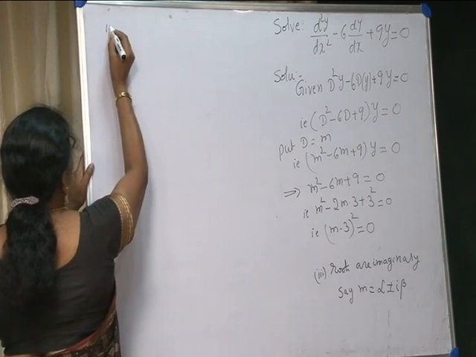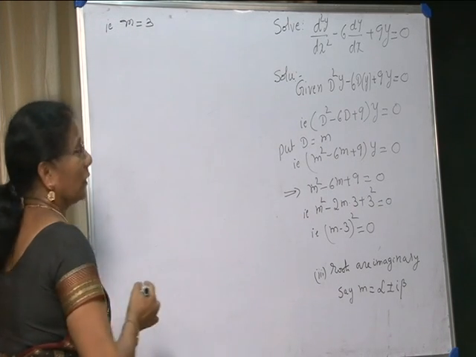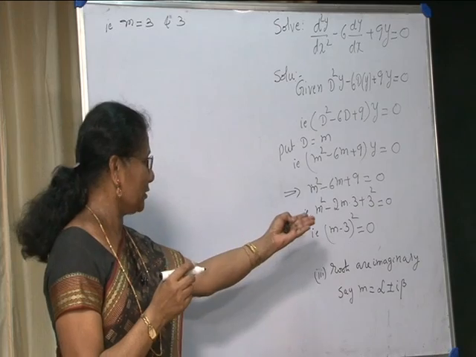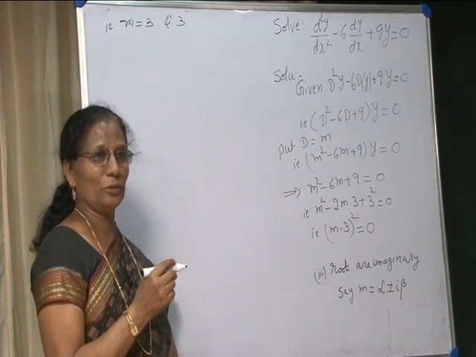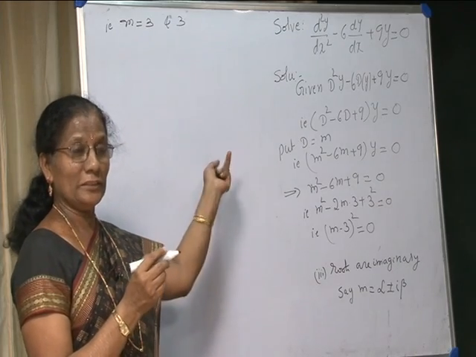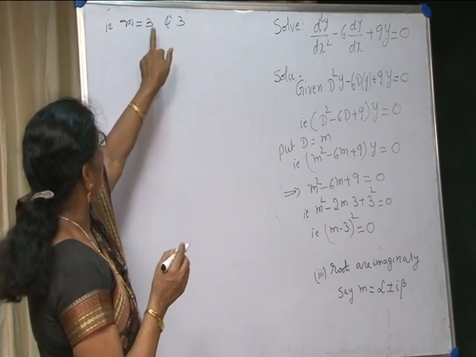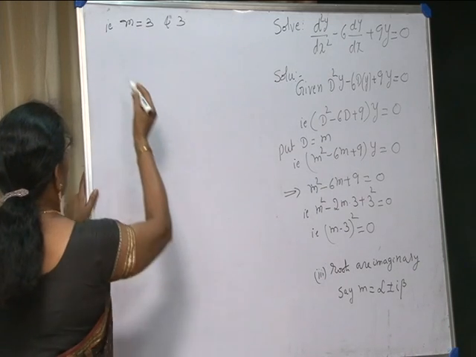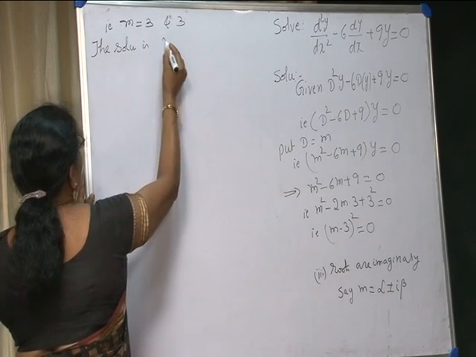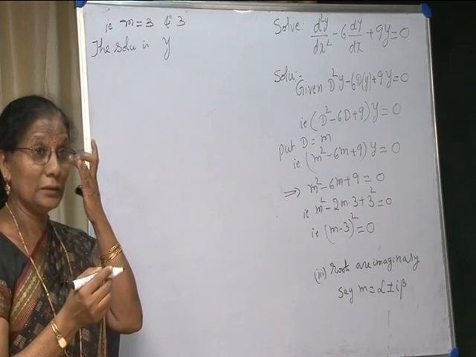That is m is equal to 3 and 3, roots are equal. m minus 3 whole squared is equal to 0, m minus 3 is equal to 0, therefore m is equal to 3. But we know it very well, m has 2 values, therefore m minus 3 into m minus 3, m is equal to 3, again m is equal to 3 you will get. So m is equal to 3 and 3. Therefore the solution is, second case, the roots are real and equal.